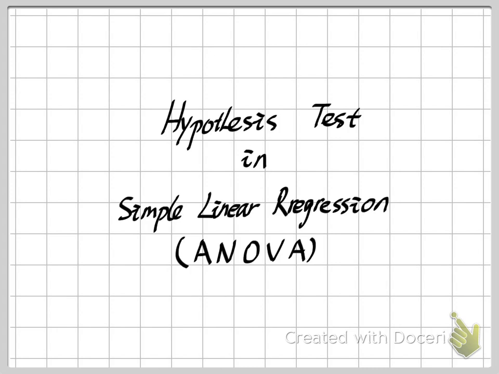In our previous videos, we already talked about how we can do linear regression, and how we can use the least square estimator to find the values of our parameters beta 0 and beta 1. In this video, I will talk about how we can do the hypothesis test for our linear regression. This is also about ANOVA, the analysis of variance approach.